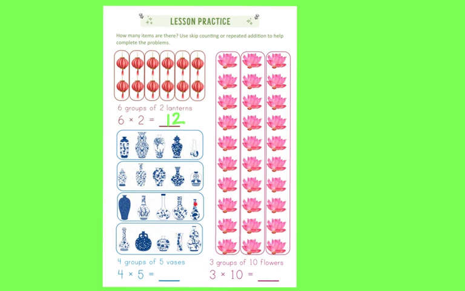On the vases, 4 groups of 5 vases in each group. 4 times 5 is, write your answer here. And 3 groups of 10 flowers. We can count by tens. 3 times 10 is, write your answer here.